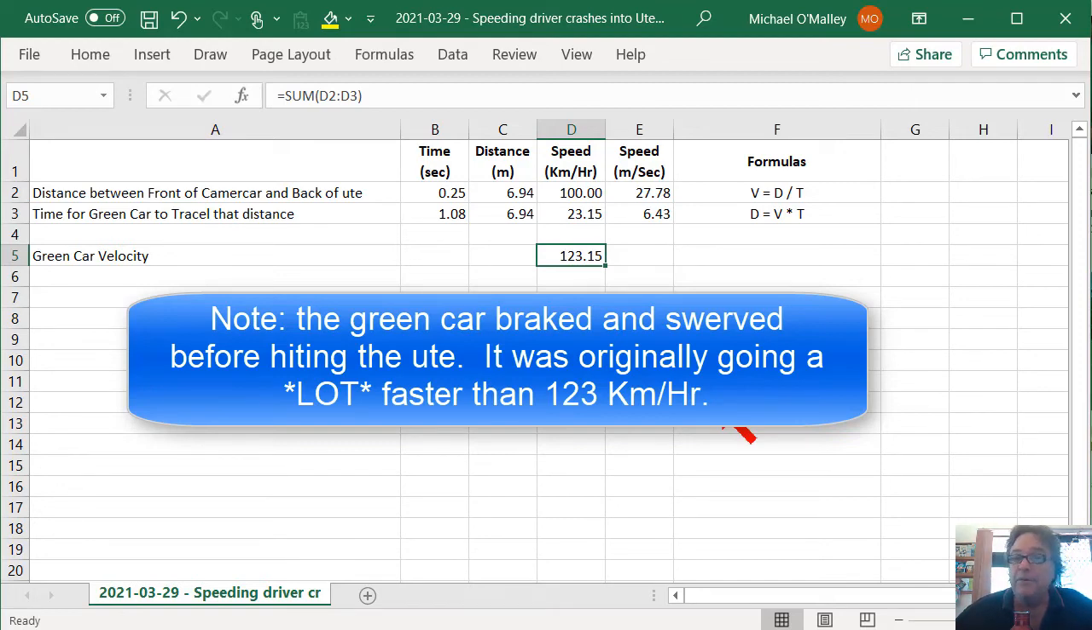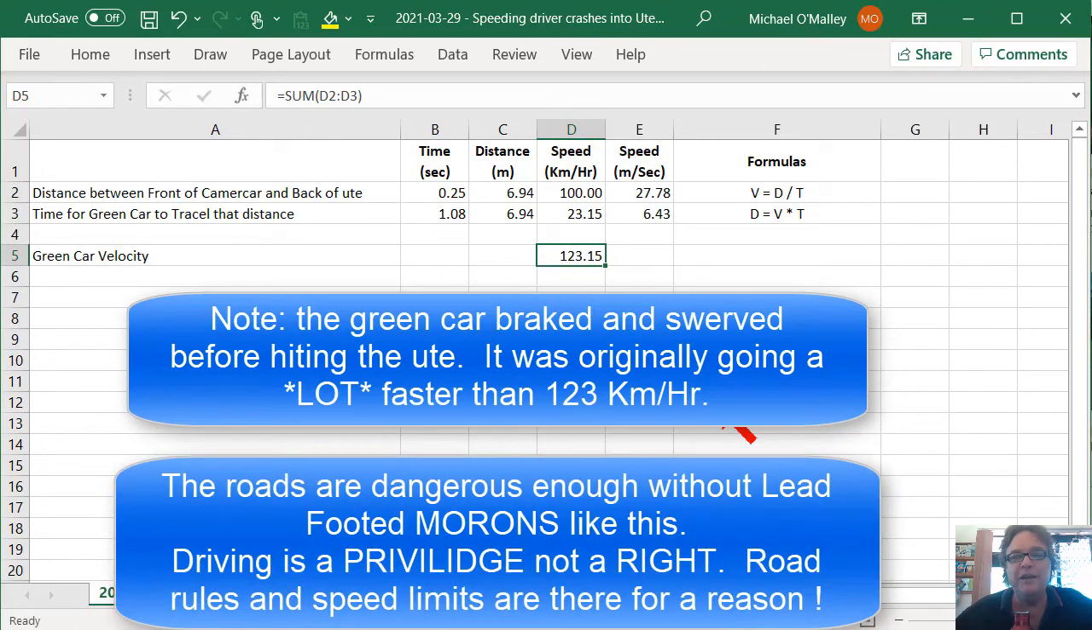The police can't use this evidence, of course, because I'm not a lawyer, I'm not a judge, I'm not a scientist, although I've got tons of university and computer science background. But I hope they do similar calculations. Anyone with a slow-mo camera and a stopwatch can do the same calculations and come to much the same conclusion. The green car was doing at least 123 kilometres an hour and probably 140 or more, because they slowed down and they swerved. So that slowed them down reaching the back of the ute.